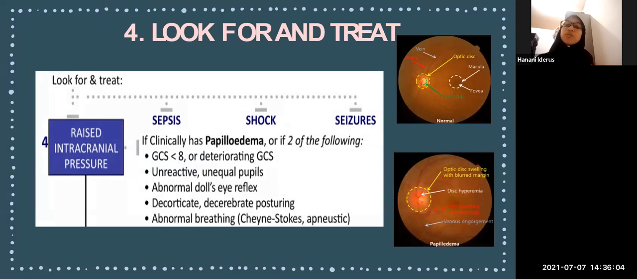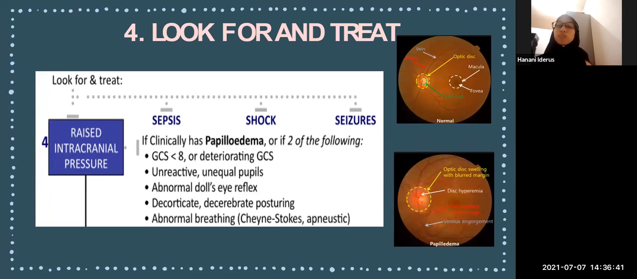The next step is we need to look for whether the patient has any seizure, shock, sepsis, or any sign of raised intracranial pressure, and then we need to treat them. For this one, I'll focus mainly on how to detect raised intracranial pressure because this is very common in patients with altered consciousness. How we can know whether the patient has raised intracranial pressure is either the patient has papilledema, or if we cannot assess for papilledema or we do not detect any papilledema, the patient may fulfill any 2 of the 5 conditions.